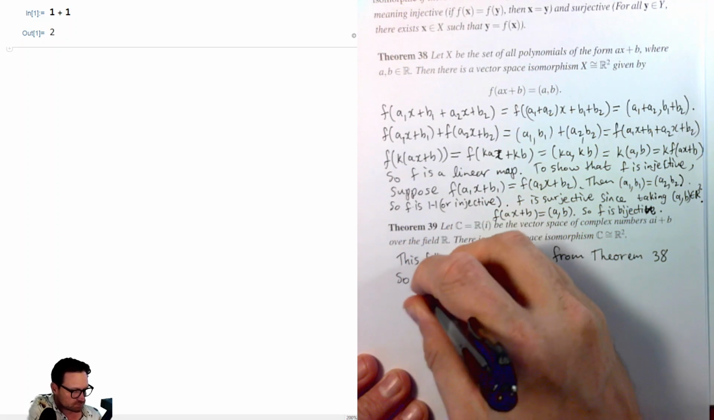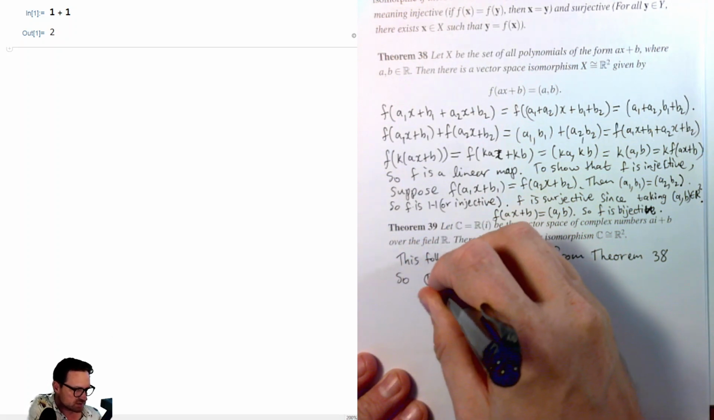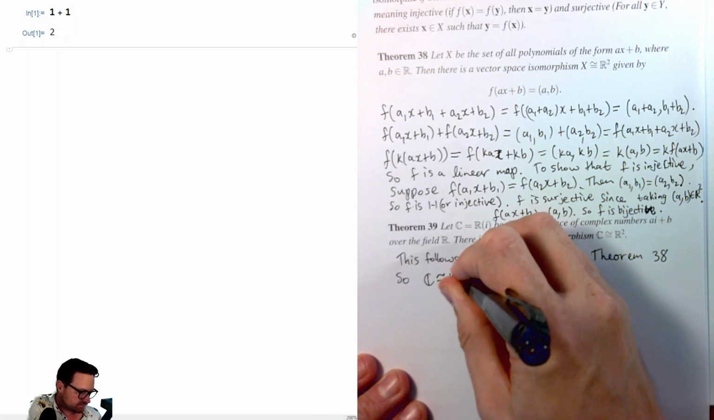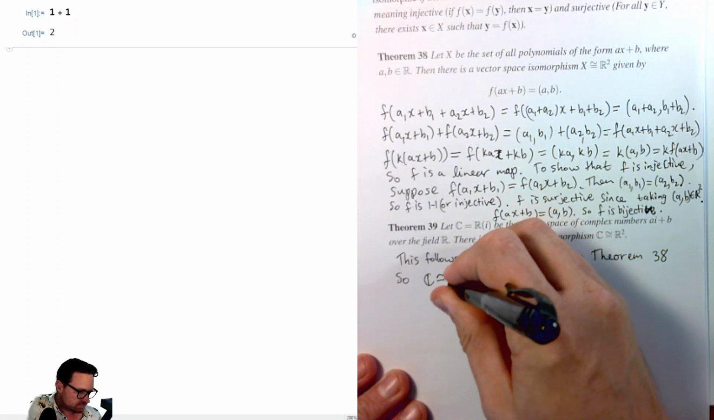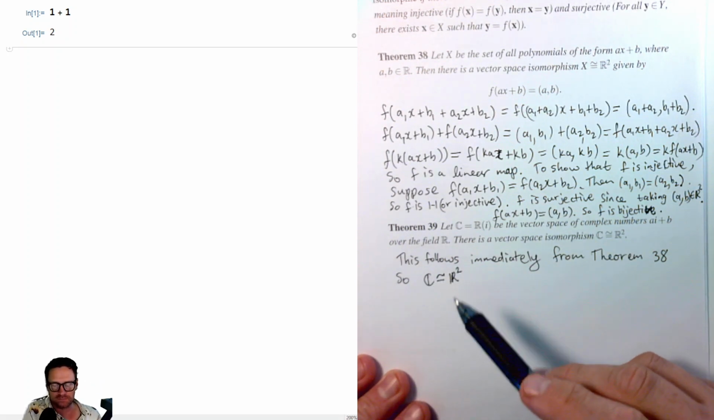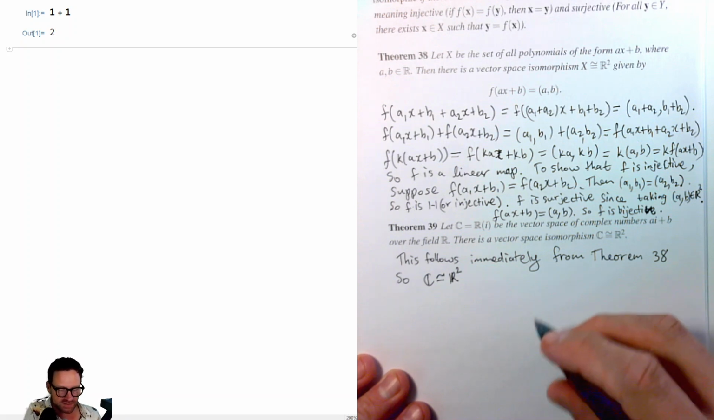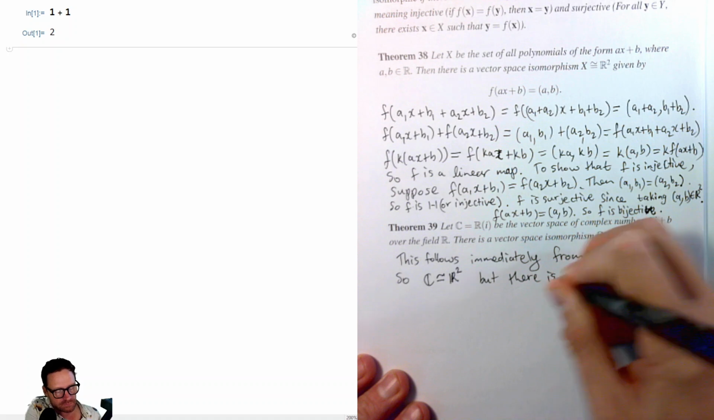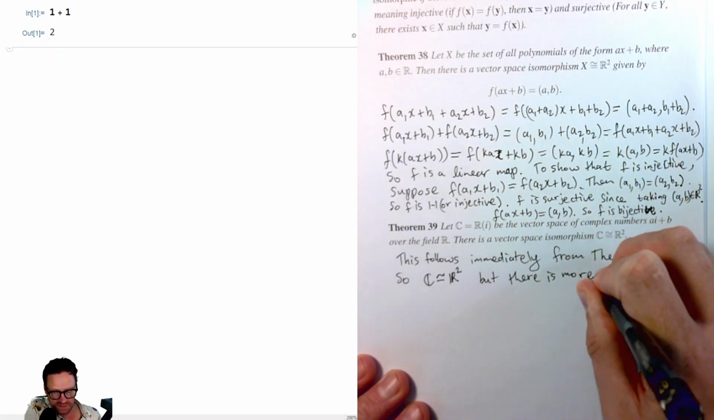So we see as vector spaces, these have the same algebraic structure. There's a vector space isomorphism. But there's more. So let's have a look at the more.